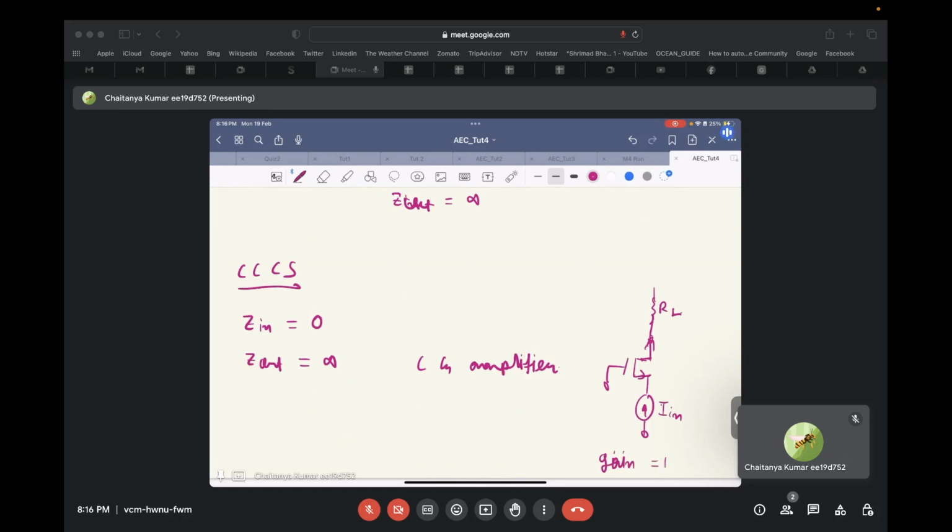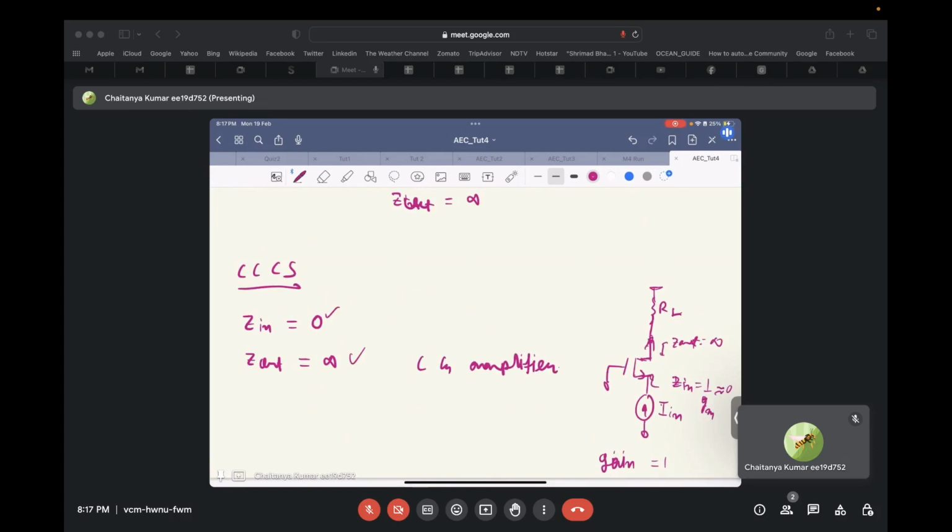And again, the input impedance, as it's the looking in impedance from the source side, is equal to Zin is equal to 1 by Gm, and if Gm is tending to infinity, this is roughly equal to 0. The output impedance Z out is the impedance looking in from the drain side of the transistor, and if there is no channel length modulation, output impedance is infinity. So the input impedance is 0, output impedance is infinity. We have a current controlled current source with a gain of unity.